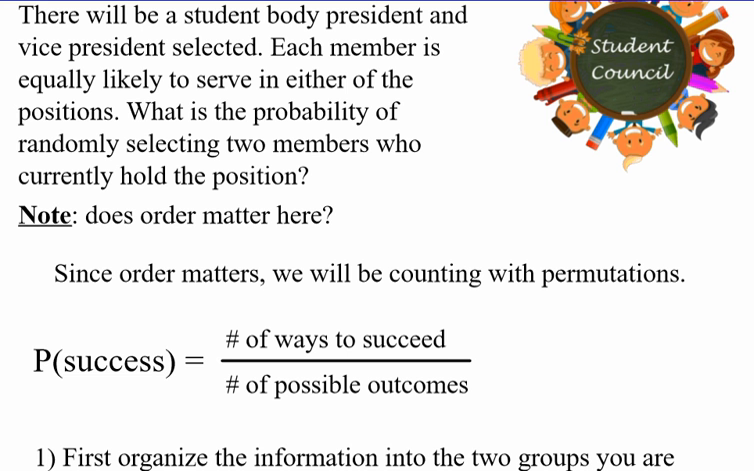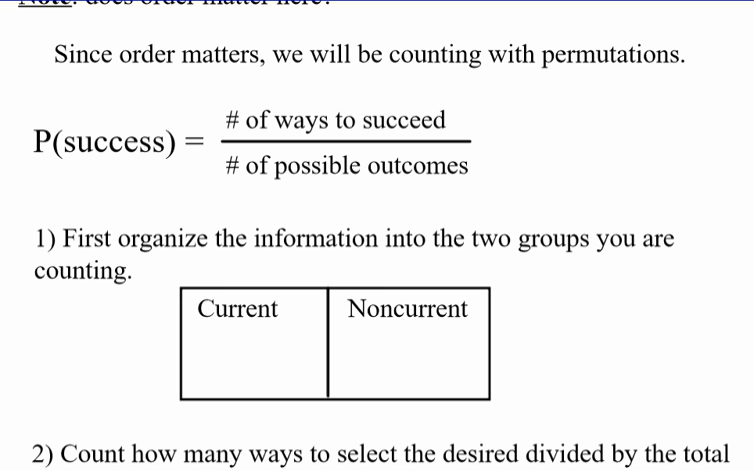So does order matter here? Yeah, order matters here. So we're going to be counting with permutations. The order matters because one's a president, one's a vice president. So probability of success, number of ways to succeed divided by the total number of possible outcomes.